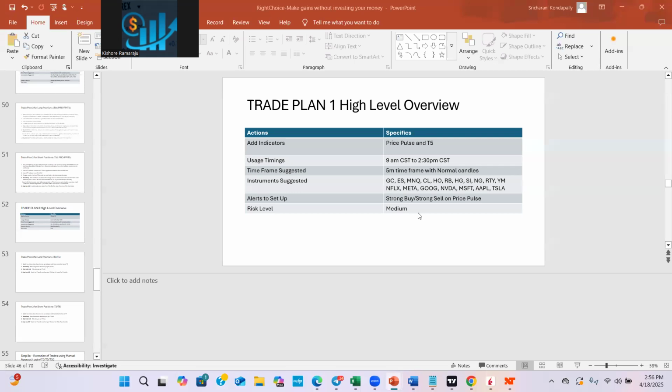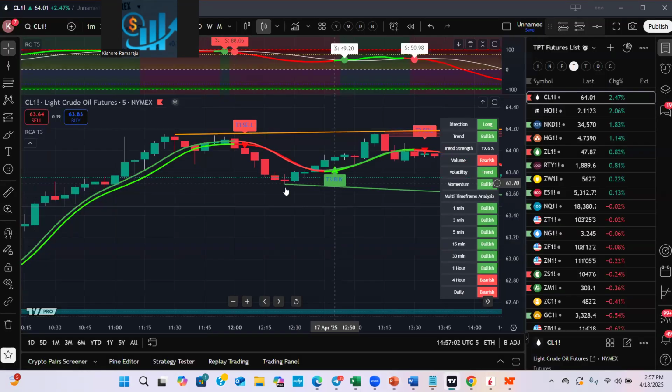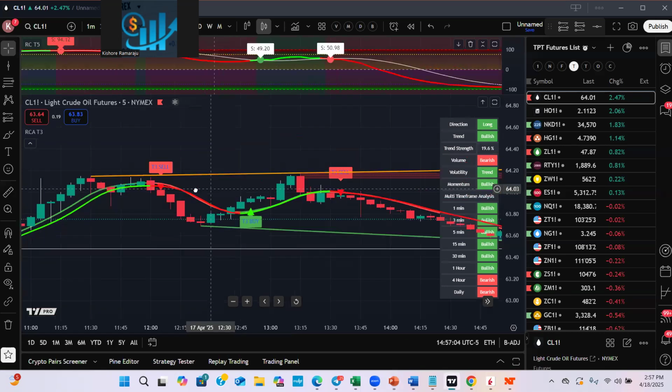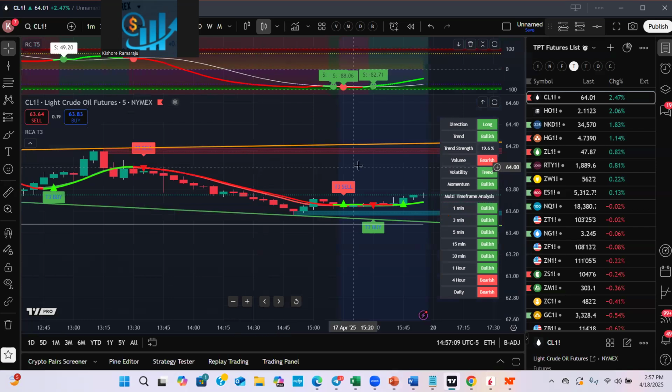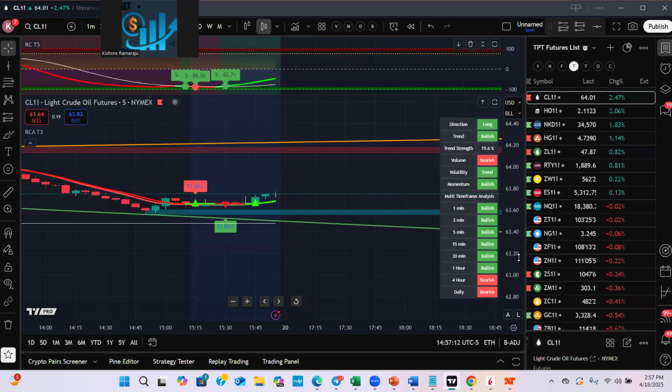So you have to delete and add the indicators. You will see the strong buy, strong sell. You have to delete the existing indicators, and then once you add price pulse or T8 or anything, you will see the strong buy, strong sell, and also you will see the support, resistance lines, everything.